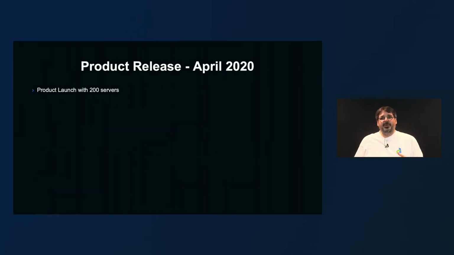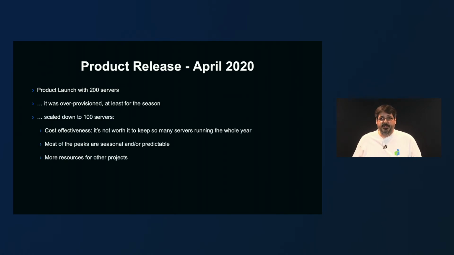So we reached the point of the product launch. And just to be safe, we launched the product considering the worst case scenario, so with 200 servers. After a few days, we realized that it was, of course, over-provisioned, at least for the season. And so we scaled down to 100 servers for a number of reasons, like cost effectiveness.